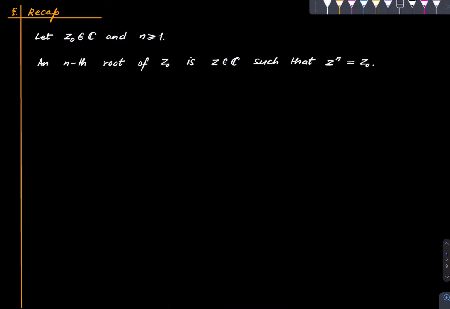So let's get started. We saw the notion of nth roots of a complex number. So fix a complex number z0 and a positive integer n. Then an nth root of z0 is a complex number z which satisfies this equation, meaning if you raise it to the nth power, you get z0. We saw that if z0 is a non-zero complex number, then there are exactly n distinct nth roots of z0.